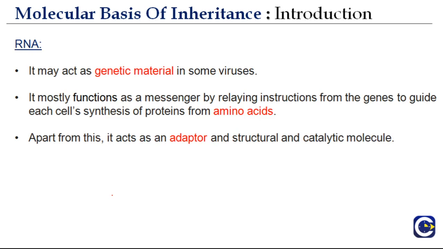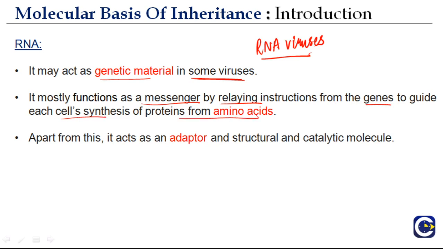So next is RNA, ribonucleic acid. It may act as a genetic material in some viruses. There are certain viruses that are called RNA viruses, in which the genetic material is RNA. It mostly functions as a messenger by relaying instructions from the genes to guide each cell's synthesis of protein from amino acids. So the sequence is: DNA gets converted to RNA, and then RNA gets translated to proteins.